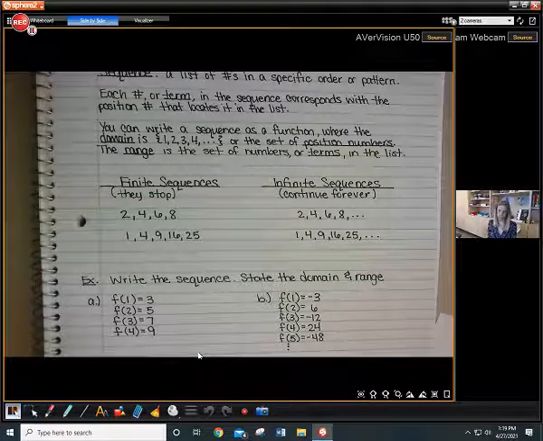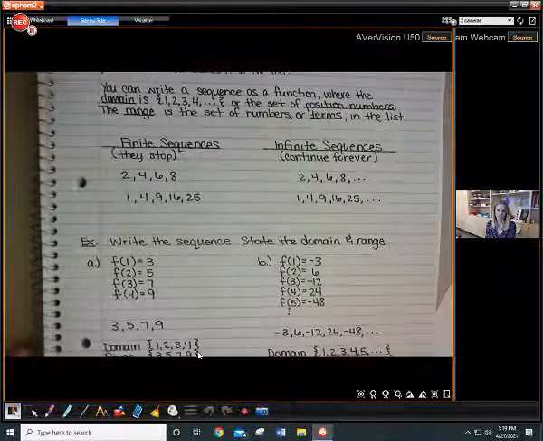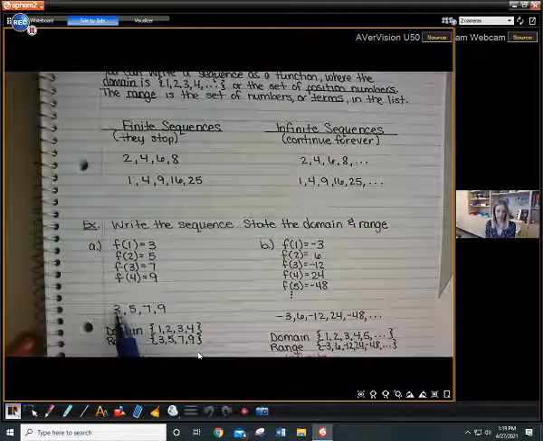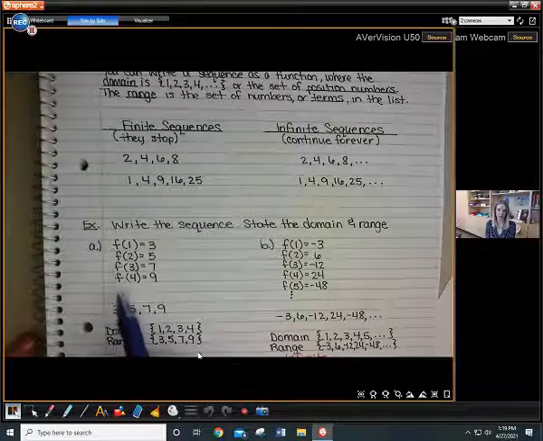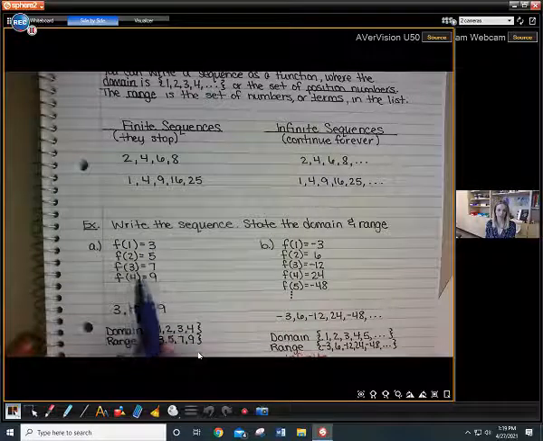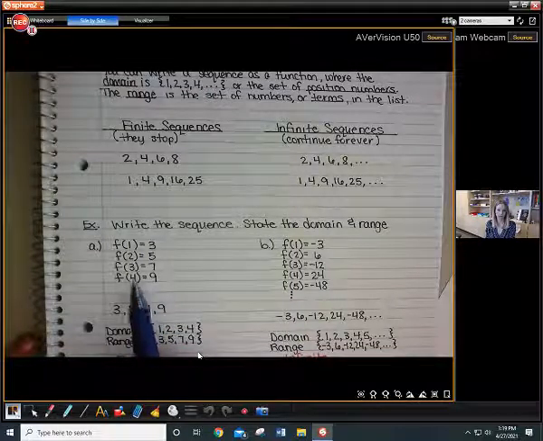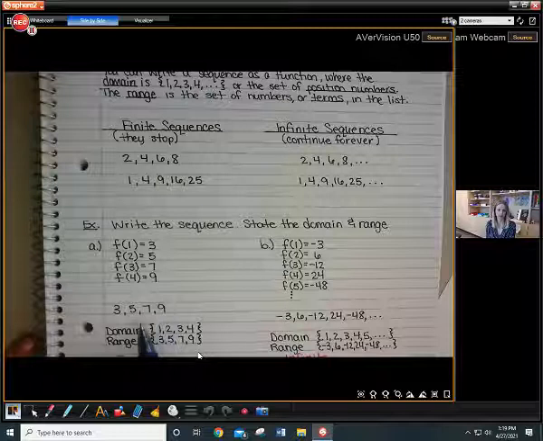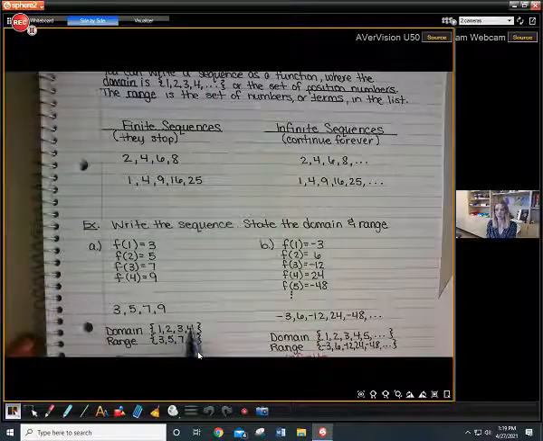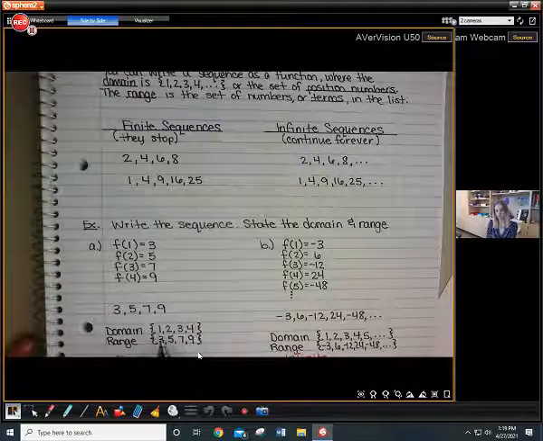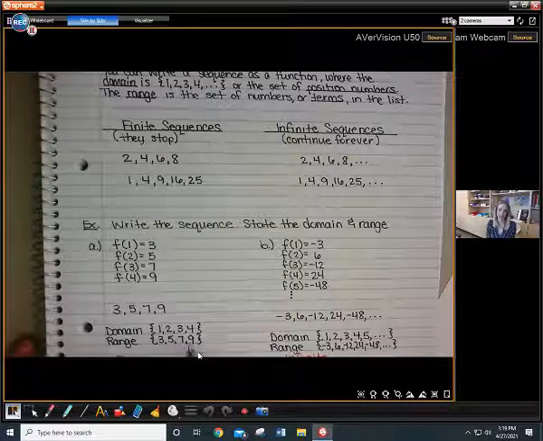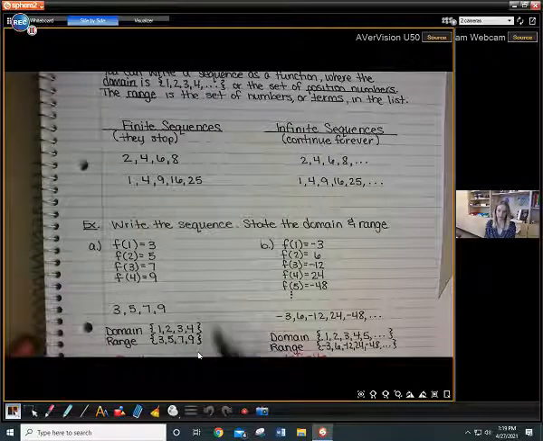So if I take a look at this first example, I can see that in the first spot is a 3. So I'll write a 3. This is saying in the second spot, you're going to put a 5. In the third spot, you're going to put a 7. In the fourth spot, you're going to put a 9. Okay, so the domain is I had a first, second, third, and fourth spot. And in the first spot was a 3, and in the second spot was a 5. Then in the third spot was a 7, and the fourth spot was a 9.